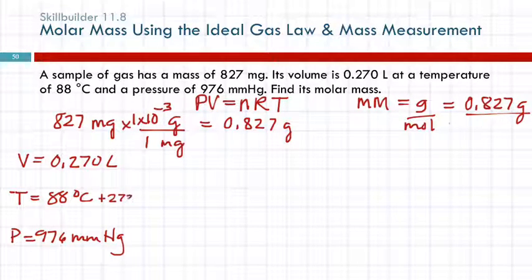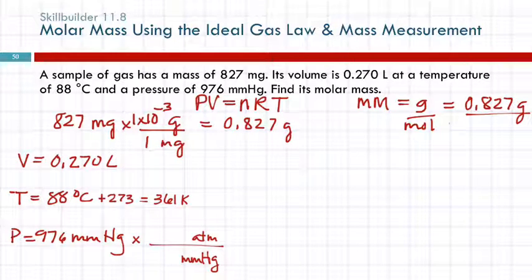Plus 273. Out the calculator. 88 plus 273 equals 361. And what unit does the pressure have to be in? Atmospheres. So I want atmospheres on the top and I want millimeters of mercury on the bottom. The relationship there is that 1 atmosphere is 760 millimeters of mercury.